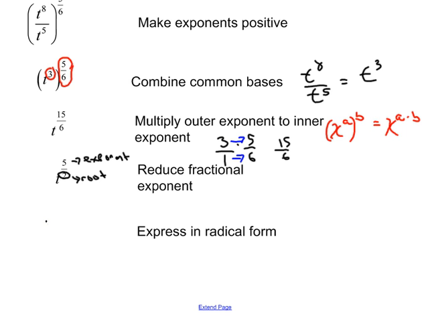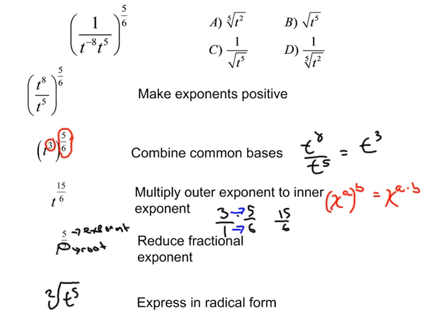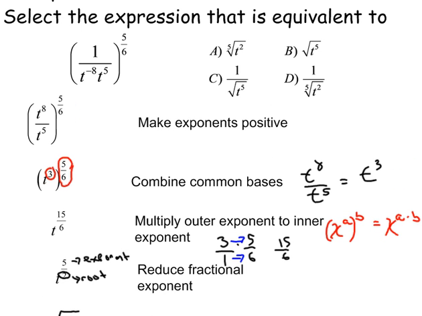So you get the square root of t to the 5, or you could just rewrite that as the square root of t to the 5 without writing the 2 there, because it's assumed that it's a square root if there's nothing written there. So your final answer is choice what? Choice B.